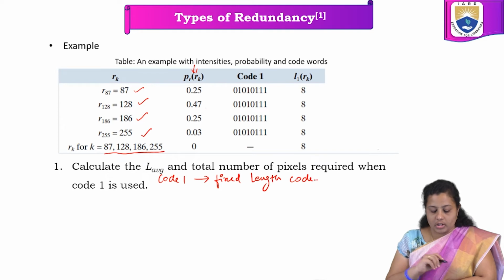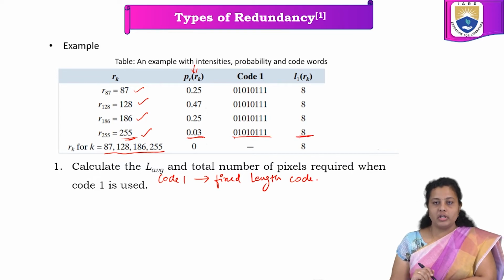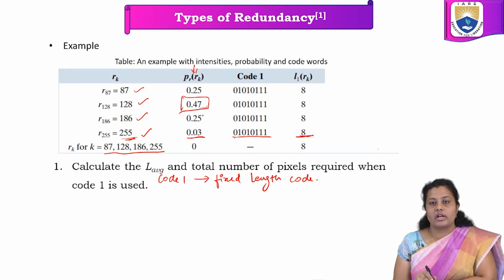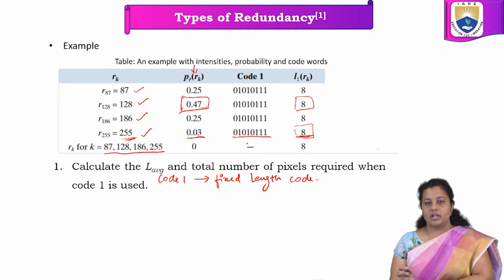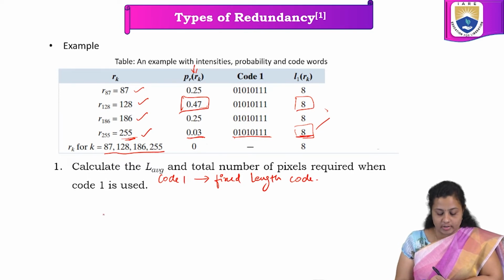If you observe more clearly, r equal to 255 has the least probability, but still we are using 8 bits to represent this intensity value, whereas the highest probability intensity value, which is 128, is also represented by 8 bits. So here it is a waste of the number of bits. To compress this, we are going for variable length coding. How does it happen? We will see later in this example.